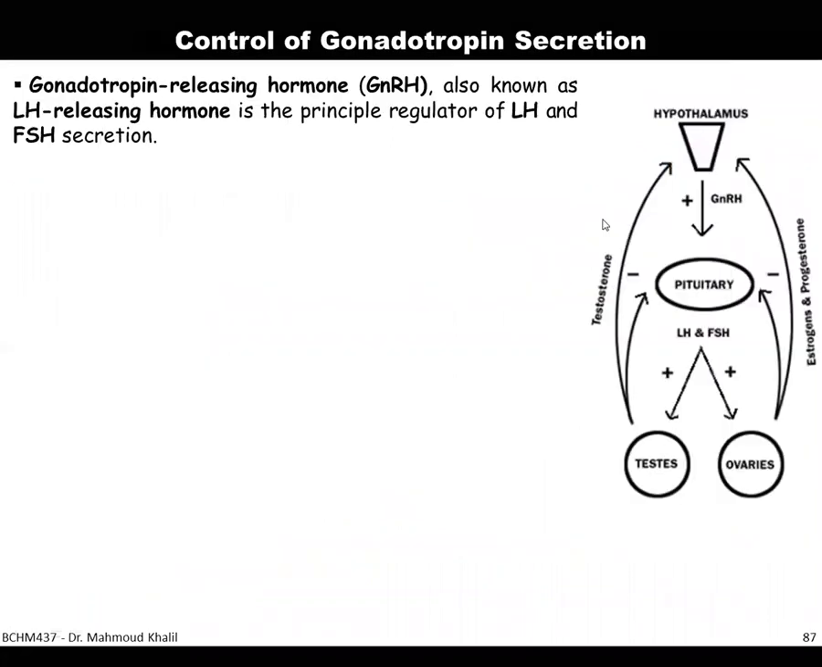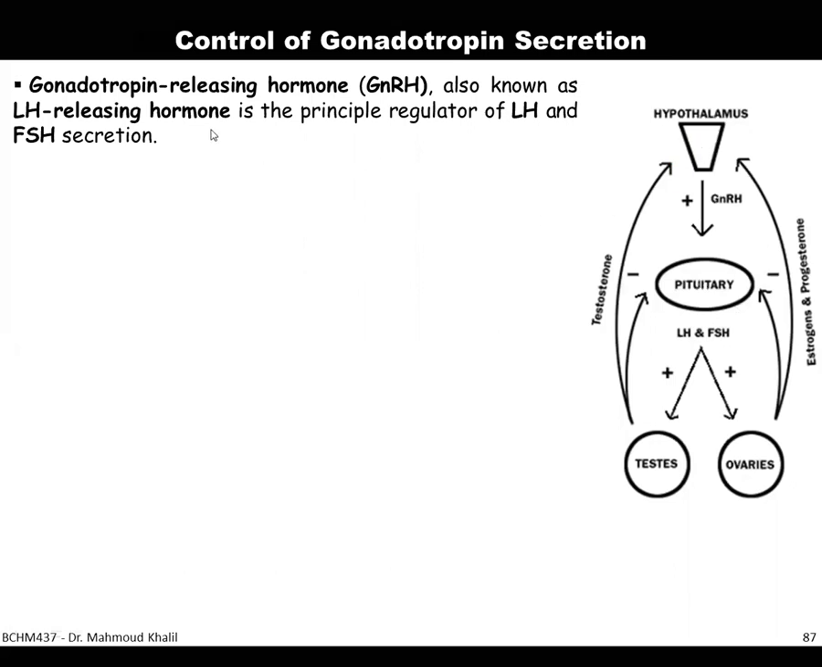So how about the control of gonadotropin secretion? As you can see from the figure again, the hypothalamus produces gonadotropin releasing hormone, which affects the pituitary, which secretes the gonadotropins LH and FSH that promote the secretion of hormones from the testes and ovary. And as we said, there is a negative feedback loop at the level of the pituitary or hypothalamus.